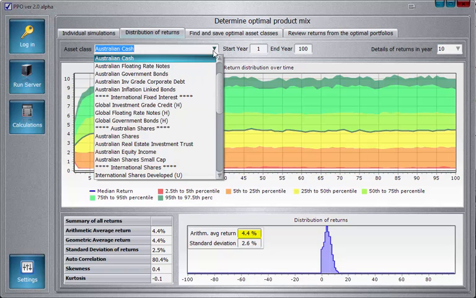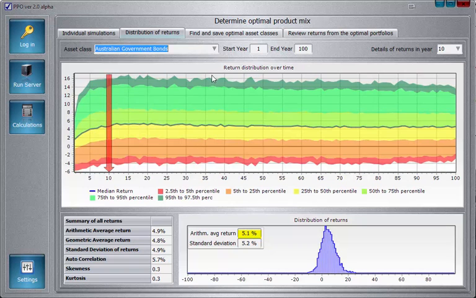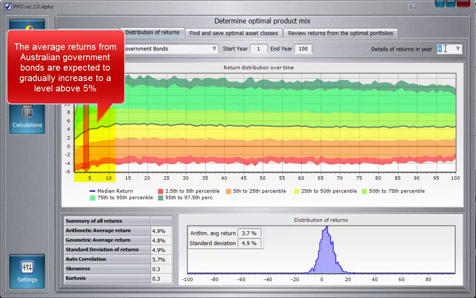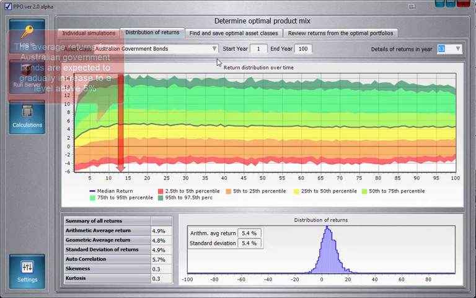Similarly, for government bonds, these start off with a lot lower than long-term average returns, currently below 2%. That is below the current yield to maturity for government bonds in Australia, because the stochastic model presumes that interest rates eventually rise, which puts a capital drag on returns.